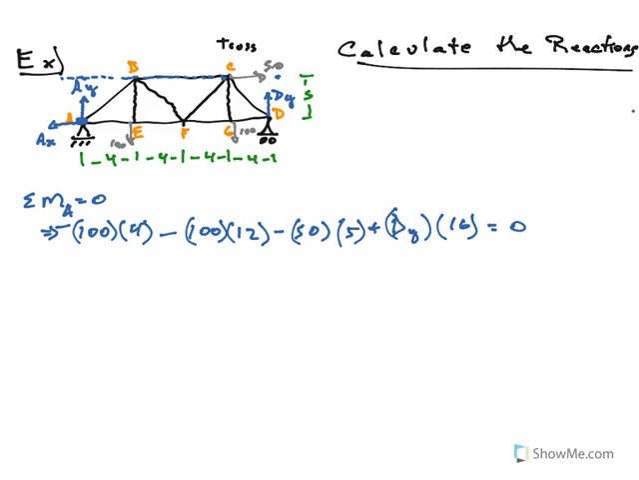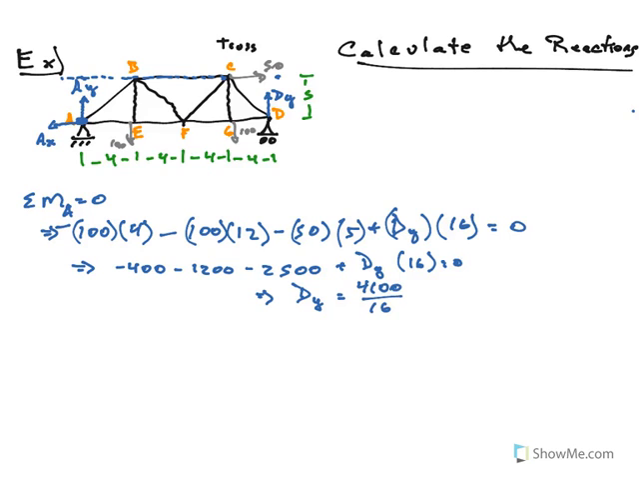And now I can start solving for DY. I get negative 400 minus 1200 minus 2500 plus DY times 16 equals 0. So DY is going to be 374100 over 16, which, if you get your calculator out, is 256.25. So, positive answer. That means the guess of his direction was correct. What was his guess? His guess was up. So the reaction at D is an upward force of 256.25.